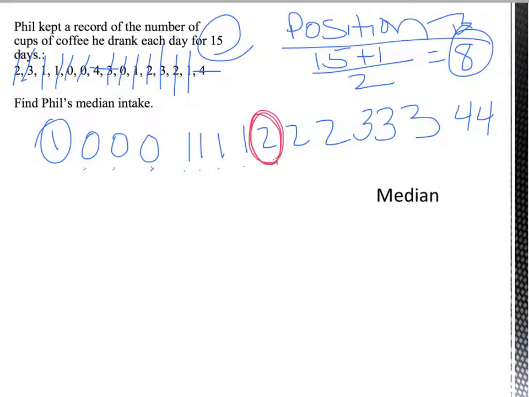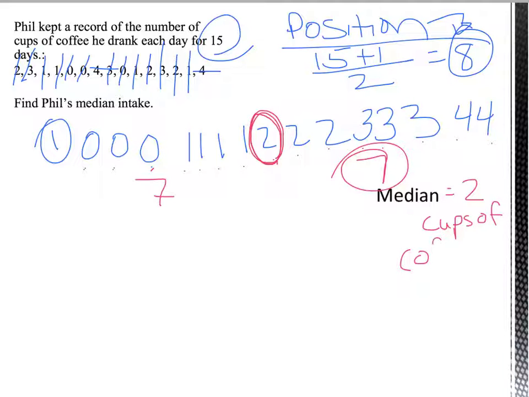So we can double check that by seeing how many are on either side. We already know there are 7 on this side, and then there are 1, 2, 3, 4, 5, 6, 7 on that side. So that shows our median in this problem equals 2 cups of coffee. And like I said, you want to be more explicit rather than less. Label everything, okay? Cups of coffee is actually the units in this problem.